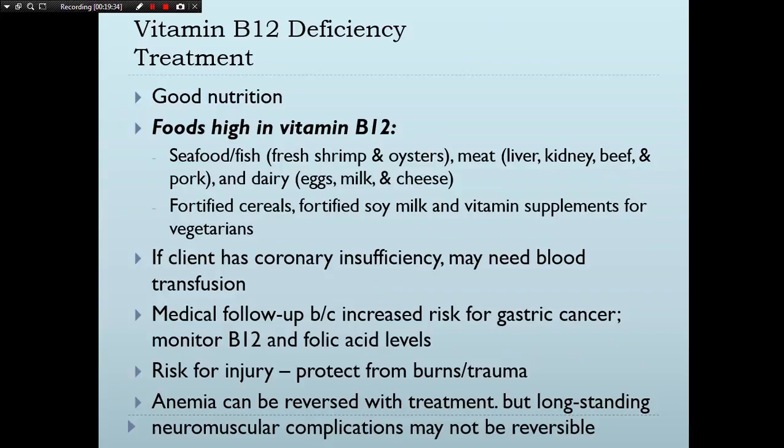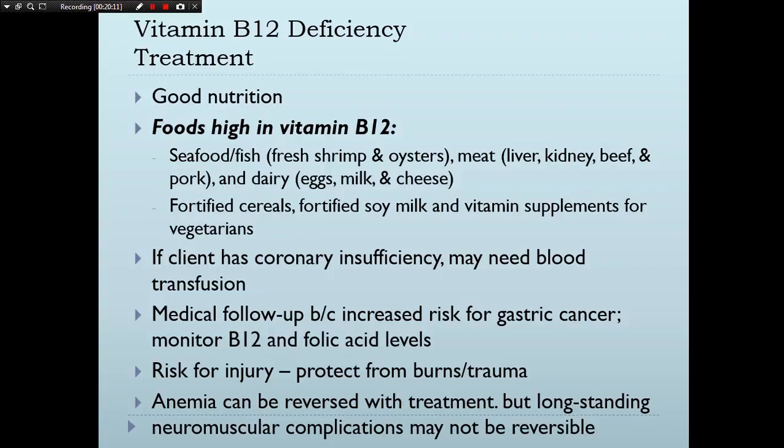So the treatment for vitamin B12 deficiency is going to be good nutrition. In the event that this is a dietary problem, we're going to encourage foods high in vitamin B12. If it's a significantly symptomatic case or the anemia is so severe, we may need to do a blood transfusion, especially if these patients have coexisting conditions like cardiac disease. Because vitamin B12 deficient patients are at risk for gastric cancer, especially if they have pernicious anemia, we're going to need to do a follow-up.